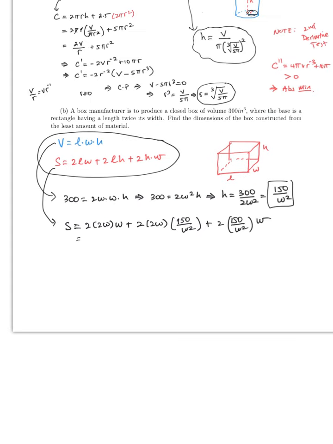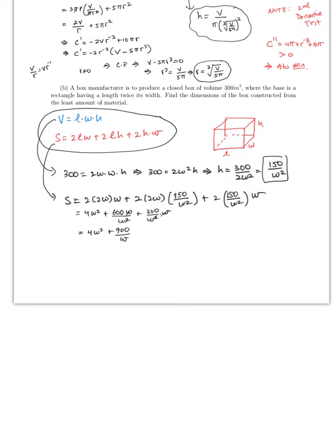So we simplify this, it will be 4W squared plus 4 times 150, which is 600W over W squared plus 300 over W squared times W. Notice that you can cancel this in here. So therefore this is 4W squared plus 900 over W. Just like in the previous problem, we need to find the derivative to find the critical points.